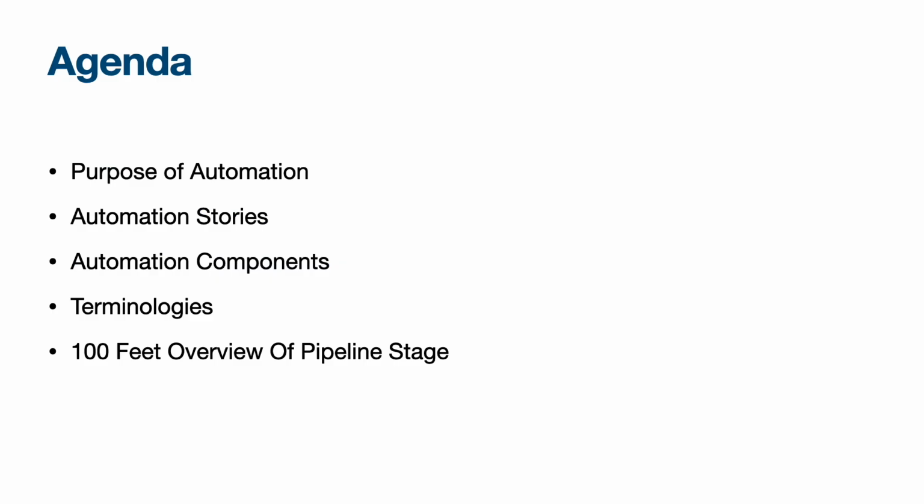As part of this series, we will look into the why and purpose of automation, some stories that have leveraged automation, the components or the layers of automation, and some terminologies. We will end by looking into a 100 feet overview of pipeline stages.